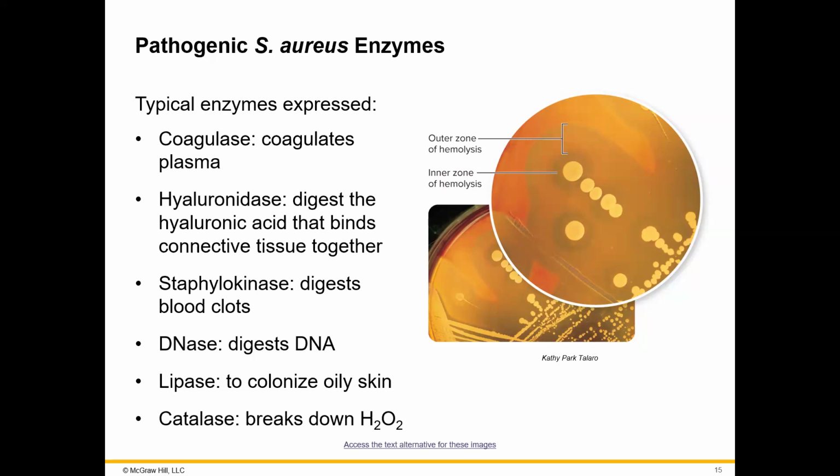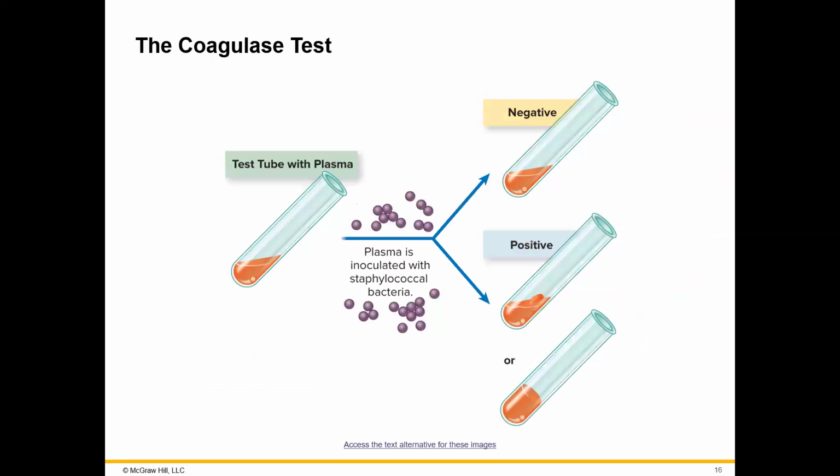Some other enzymes that it produces that are involved in its ability to cause disease are hyaluronidase, which digests hyaluronic acid, part of your extracellular matrix. Staphylokinase digests blood clots, and DNase digests DNA. All of these enzymes are things that can help it cause disease. There's a term for this, it's called a virulence factor. We've learned about this previously. Anything that helps with the pathogenesis of an organism is called a virulence factor. So these are all of the virulence factors of Staph aureus.